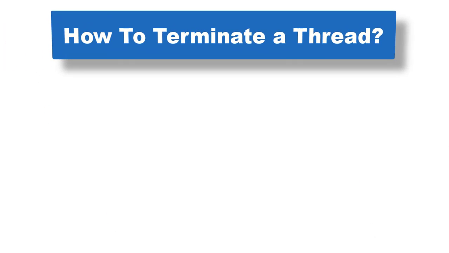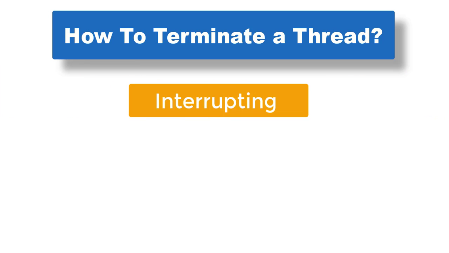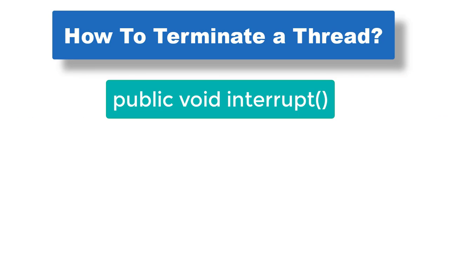In this lecture, we are going to learn how to terminate a thread. In Java, the most common practice to terminate a thread is by interrupting it. Now the question is, how can we safely interrupt a thread? The Java Thread API provides a method called interrupt.